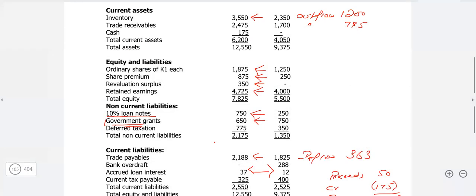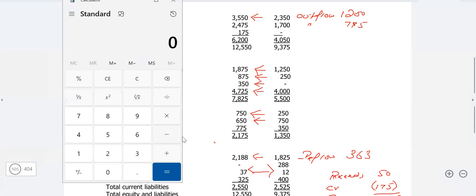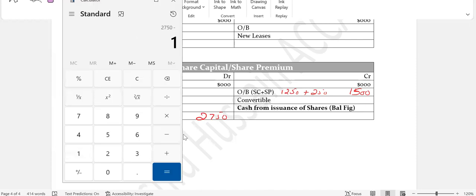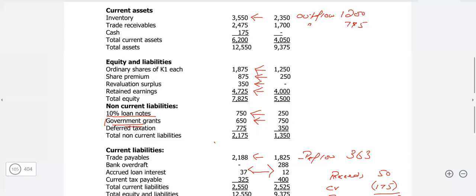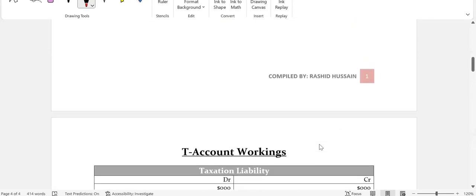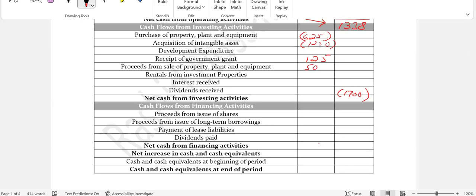The closing balances are 1875 plus 875. It gives you 2750. So the closing balance is 2750. Now the difference between these is the cash from the issuance of the shares. So 2750 minus 1500 is 1250, which is the cash from the issuance of the shares. So we take that figure into the financing activities, which is proceeds from the issuance of shares, 1250.